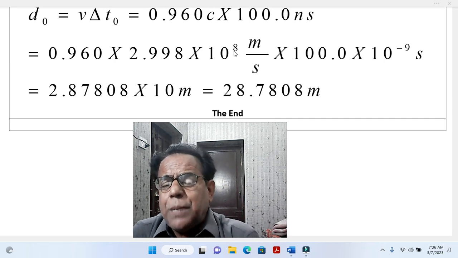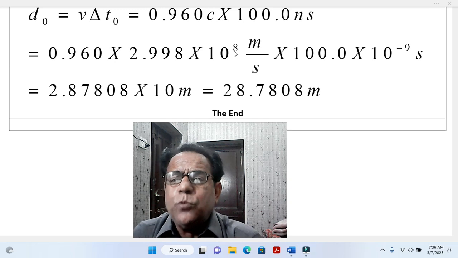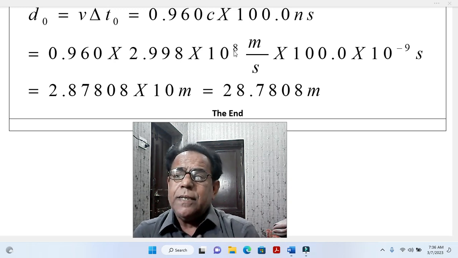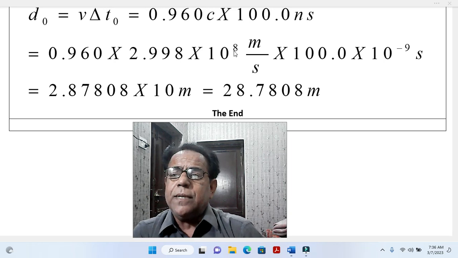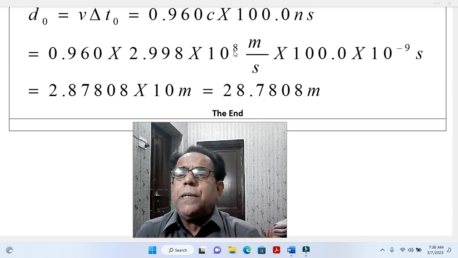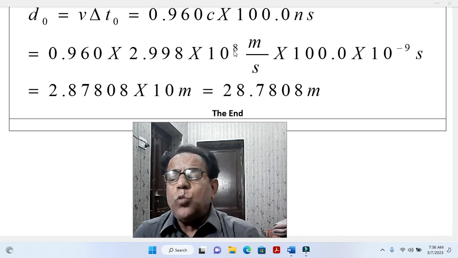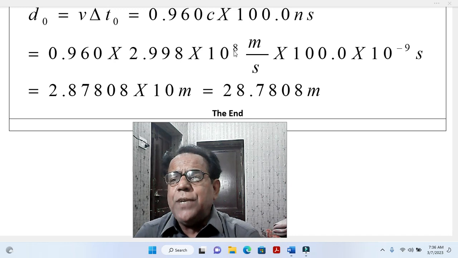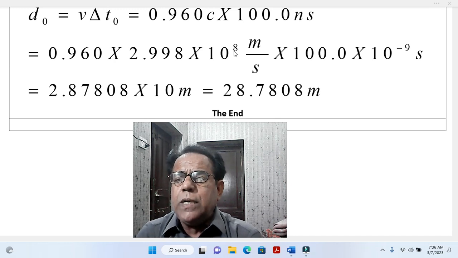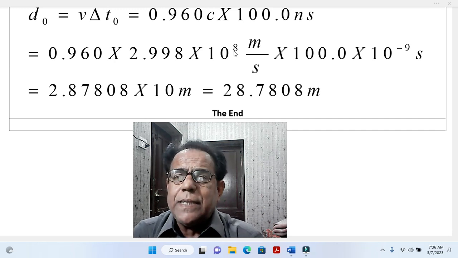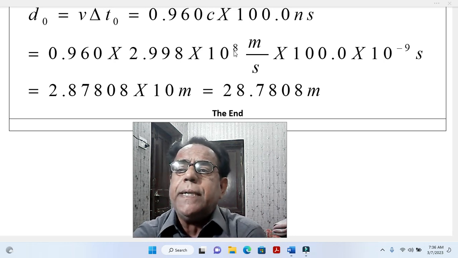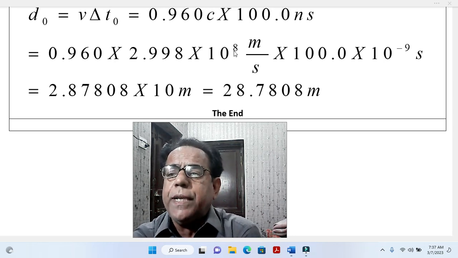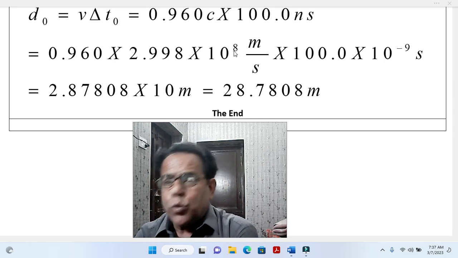So D naught will become equal to 2.87808 into 10 raised to the power 1 meter. Because 10 raised to the power 8 and 10 raised to the power 2 will become 10 raised to the power 10, and out of these, 10 raised to the power minus 9 will be evaluated and only 10 raised to the power plus 1 will be left, and hence D naught finally becomes equal to 28.7808 meter. And this is the end of our module.